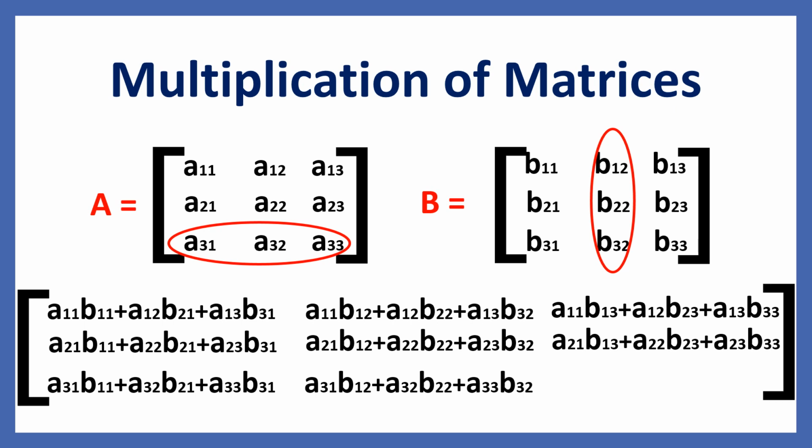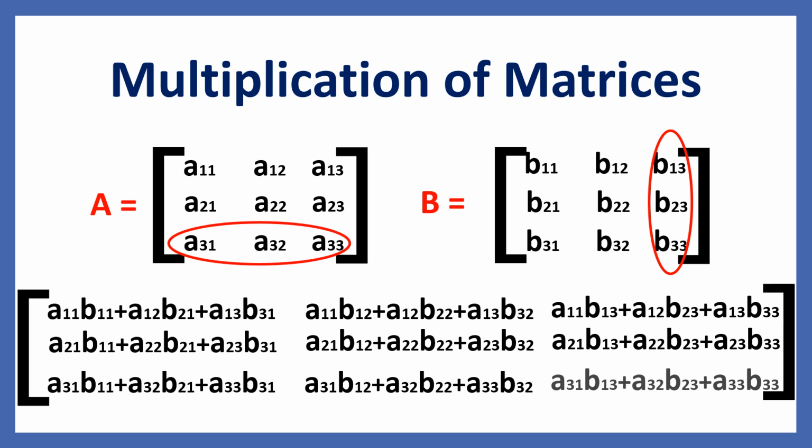Then for getting the last element of this matrix, we have to consider the third column, that is third row of the first matrix and third column of the second matrix, and the values are A31 into B13 plus A32 into B23 plus A33 into B33. And when we multiply and add all these figures, we get the resultant matrix A into B. This is how we do the multiplication of matrices.